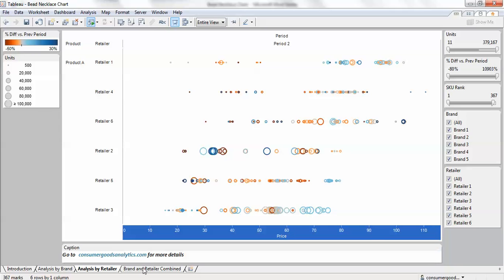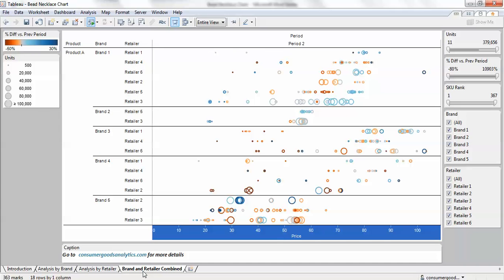And we can also combine both of them. We can see a chart by brand and by retailer, where we have the brand and the retailer, and we can very easily see and drive insights. We can make the same interactions with the filters and the sliders, and be able to identify the actions that we want to make in the marketplace.